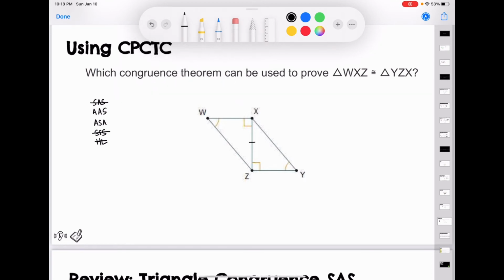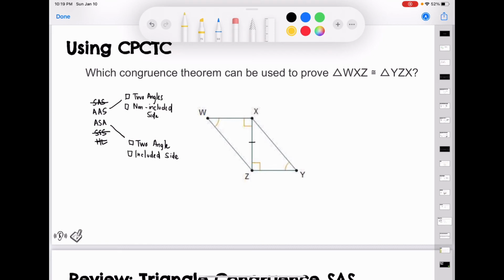Okay, what did my angle-side theorem tell me? It told me I have to have two congruent angles and then a congruent non-included side. While my angle-side-angle theorem told me I have to have two congruent angles again and then a congruent included side. So let's see if I can prove this using either of these theorems.